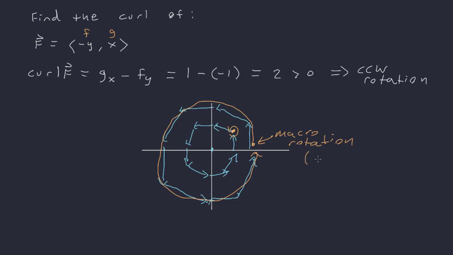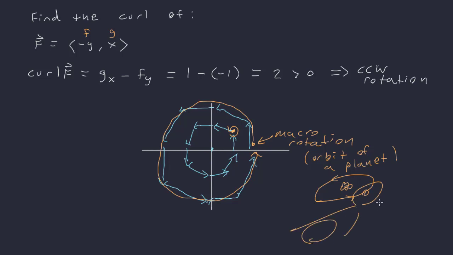So macro rotation, I like to think of as, say, the orbit of a planet, right? The orbit of the Earth, for example, around the sun. So that's the macro rotation. The curl represents how the Earth rotates on its axis as it spins around its orbit. So the curl is the orbit. Or no, sorry, not the orbit, but the actual rotation. While the macro rotation here would be the orbit, and this would be the rotation around the axis.